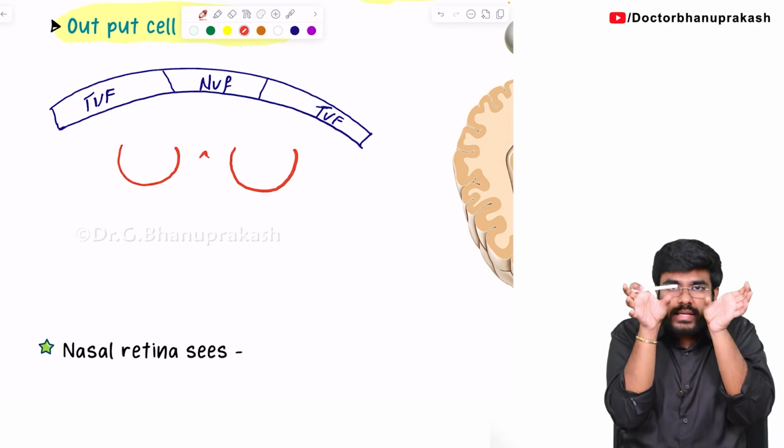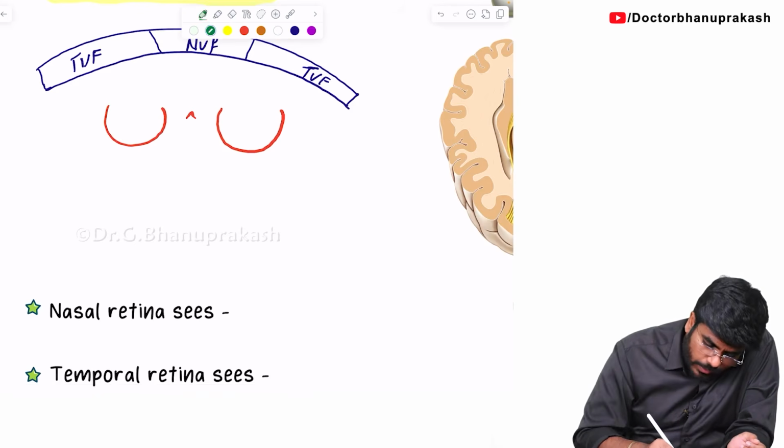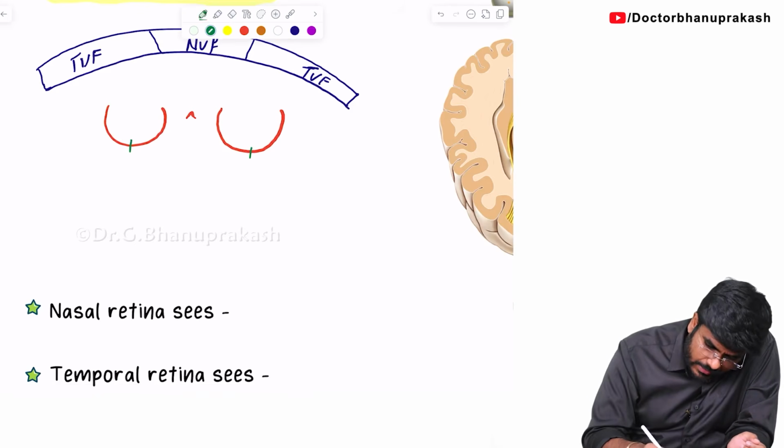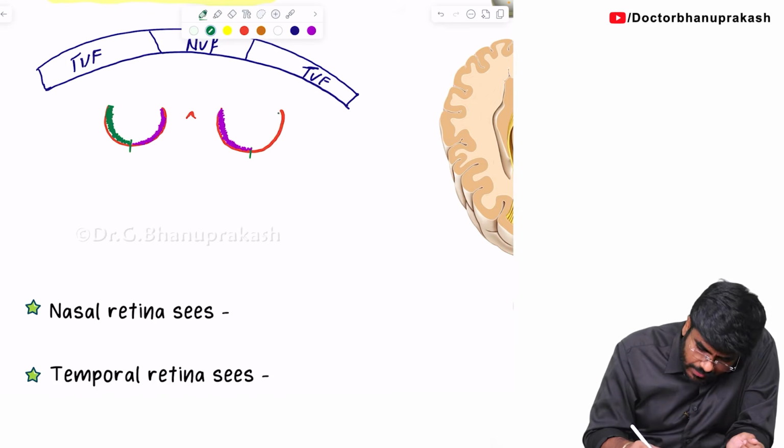Then I am showing the two retinas like this. Now, let's divide the retina into two parts. Let's say here is the retina which is towards the nose. This retina, which I am highlighting in the violet color, is called the nasal hemiretina. Nasal means towards the nose. And this retina, which I am highlighting in the green color, is called the temporal hemiretina. Temporal means side. So every retina has two parts, nasal part and temporal part.